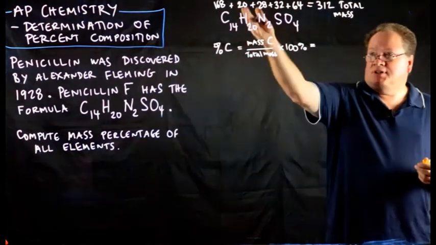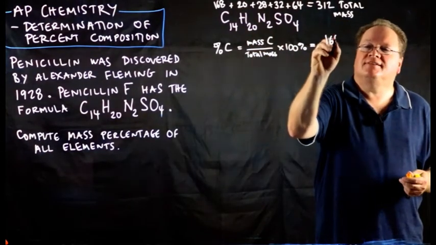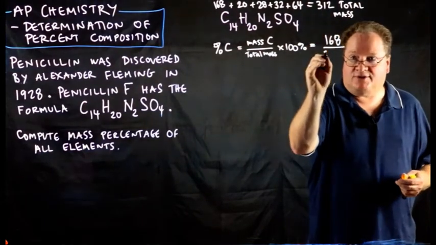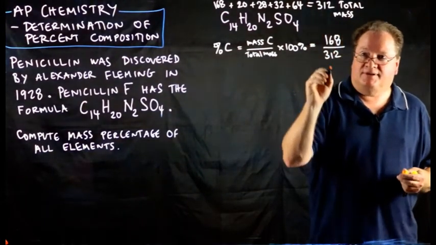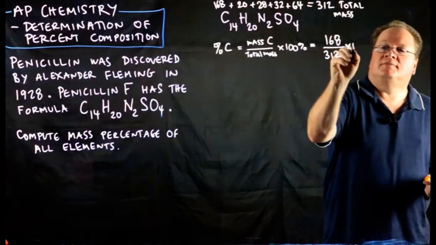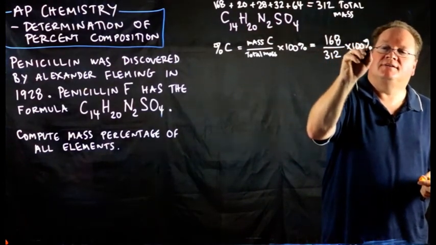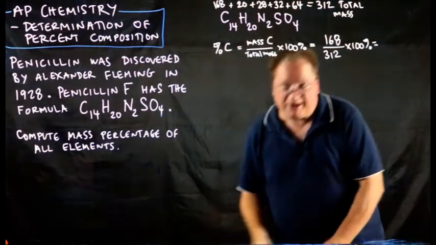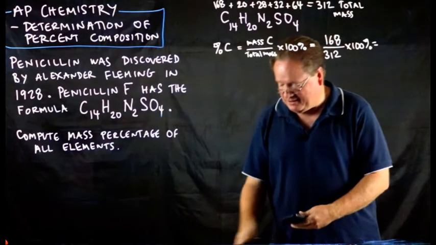So, mass of carbon is 168. I'm going to divide that by the total mass, which was 312, times 100%. And I'm not that good. I'm going to have to do this with a calculator.